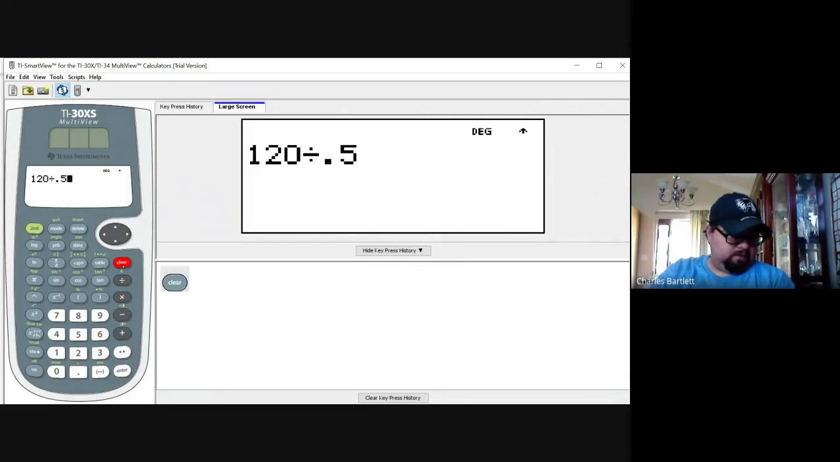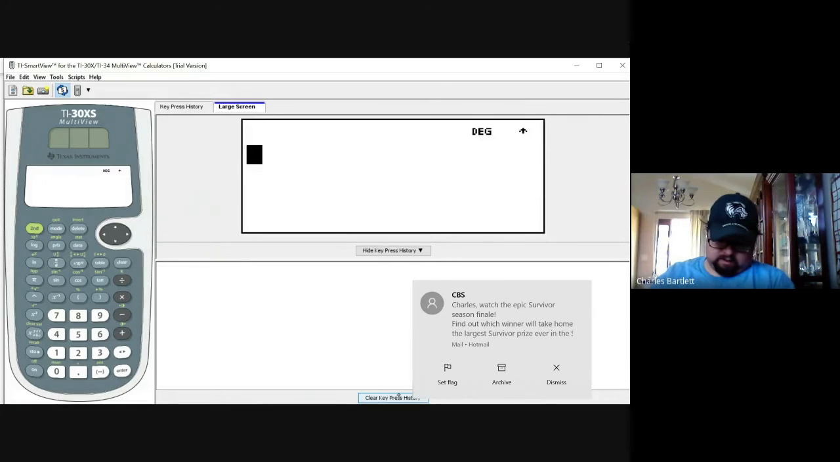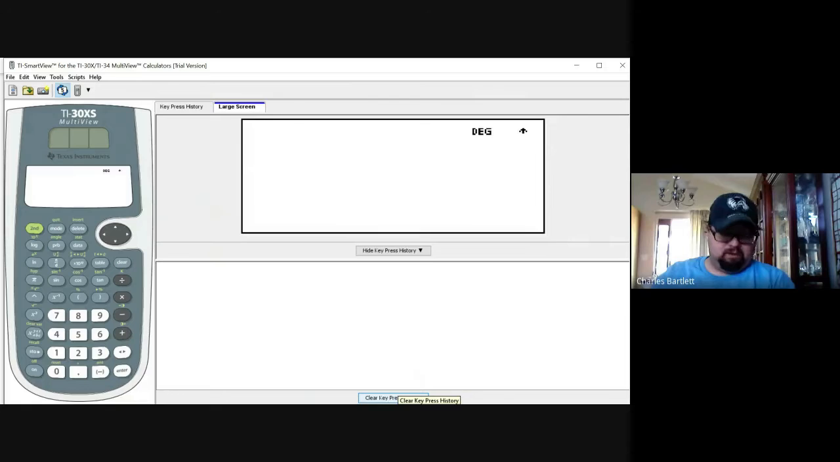Let's start that over. So you can see there is a certain buttons you can pick. That's an app.